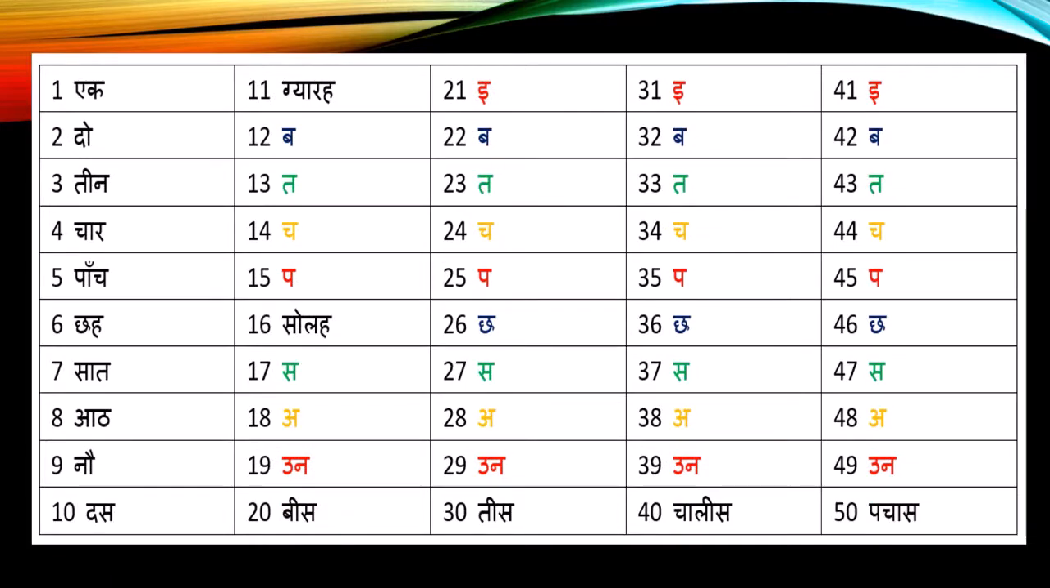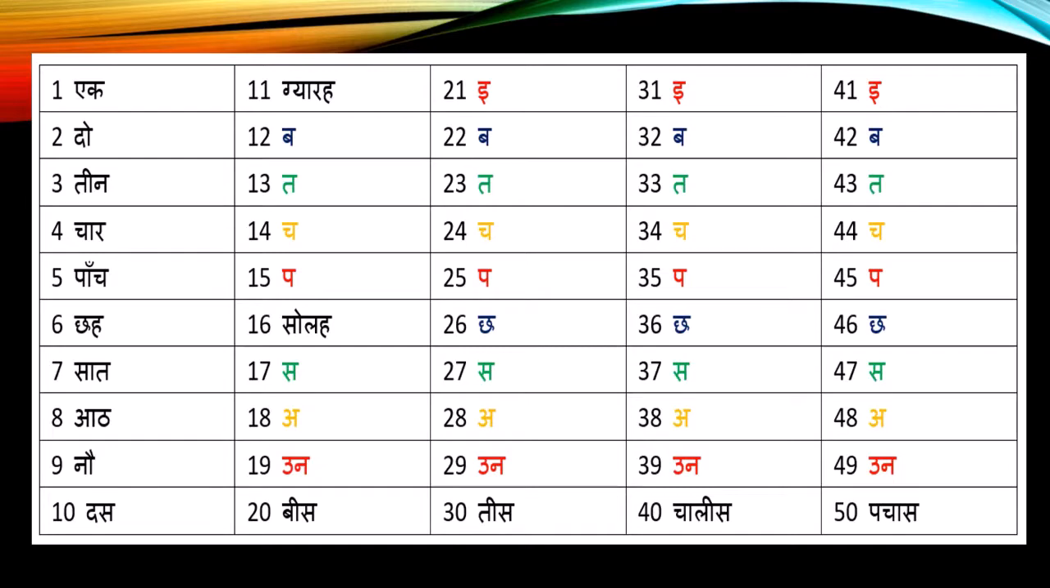Let us see the last row now, which is 10, 20, 30, 40, 50. A few more things to remember before we proceed further. 11 to 18 will end with rah. Since 20 is bees, 21 to 28 will end with ees. Since 30 is tees, 31 to 38 will end with tees. Since 40 is chaalees, 41 to 48 will end with lees. Now, 19 will resemble bees, 29 will resemble tees, 39 will resemble chaalees, and 49 will resemble pachaas.